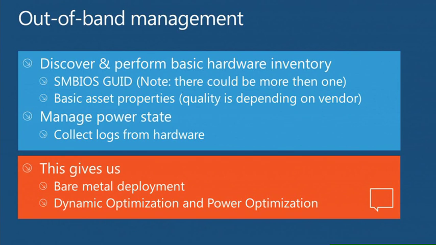So how does this work? Well, it's going to do a discovery and perform a basic hardware inventory using IPMI or SMASH. It's going to collect things like the SMBIOS GUID number, and as I told you before, there could be more than one, which could be a problem. It's supposed to give us some basic asset properties, memory, CPU, vendor, model, all that stuff. But that is so dependent on the vendor and the quality of server.